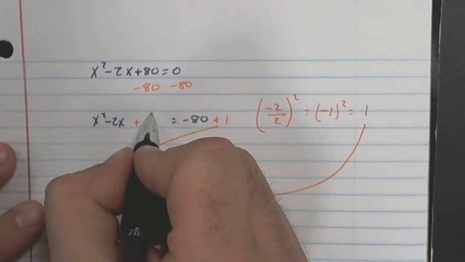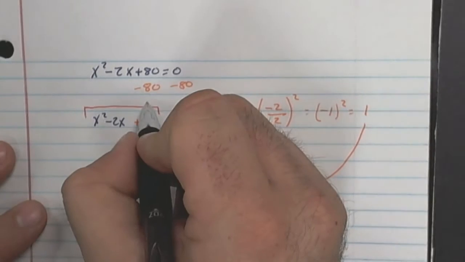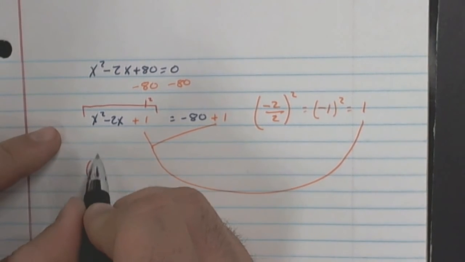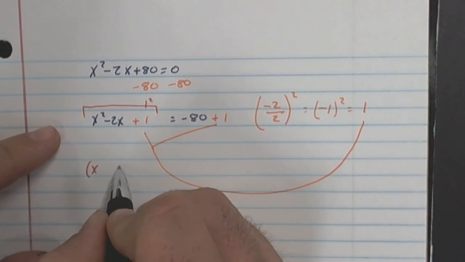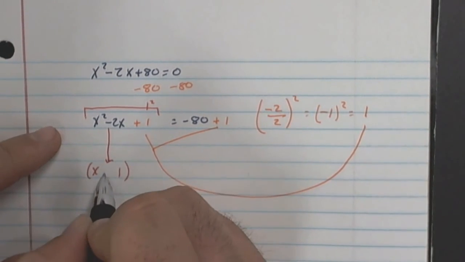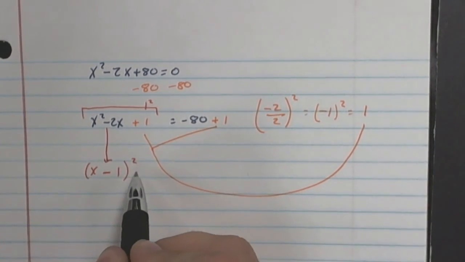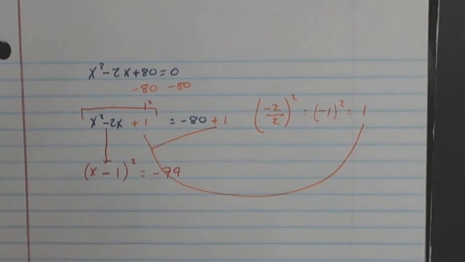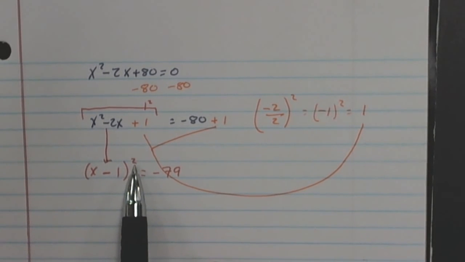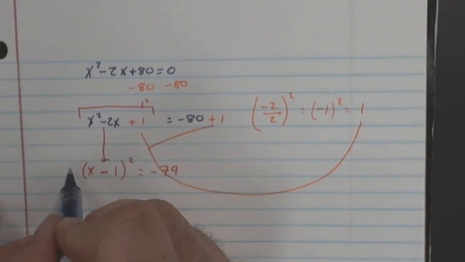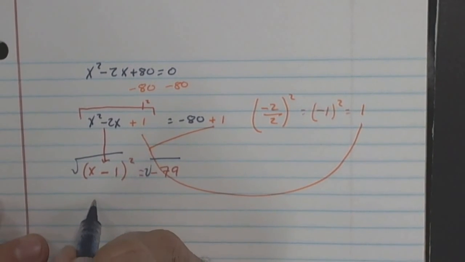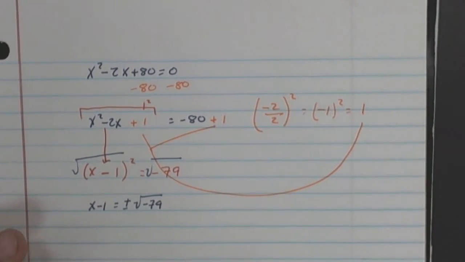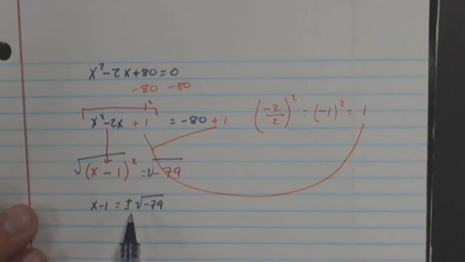Now this right here is a perfect square trinomial because 1 is 1 squared. Something squared. That factors into whatever I had to square to get x, whatever I had to square to get 1, and then whatever that sign is goes right there. X minus 1 squared is equal to negative 79. I need to get rid of that squared, so I'm going to take the square root of both sides. That's going to leave me x minus 1 is equal to plus or minus the square root of negative 79. Ladies and gentlemen, it's wrong without the plus or minus.